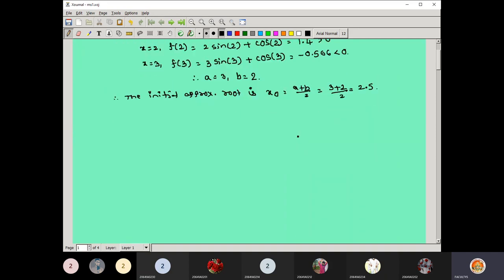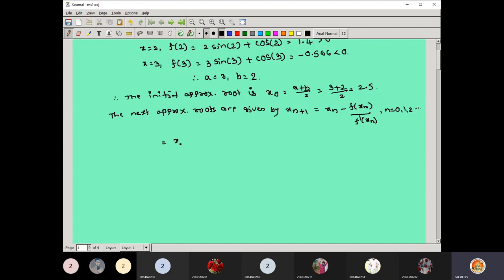Now you are moving to the next approximate solutions. The next approximate roots are given by a formula: x n plus 1 equals xn minus f of xn divided by f dash of xn. Here n takes the values 0, 1, 2 and so on, so you substitute the values.